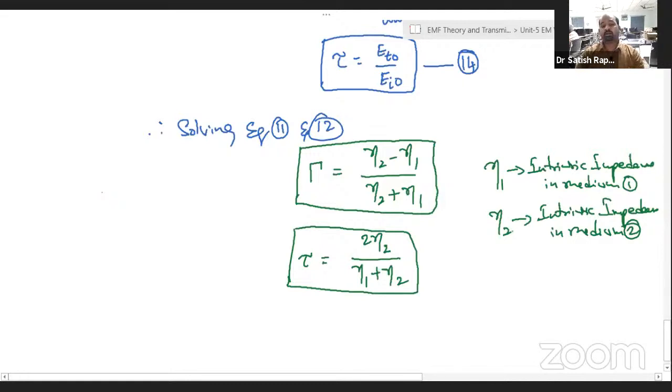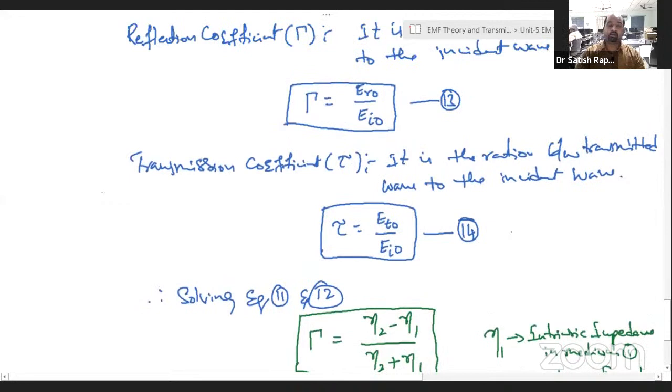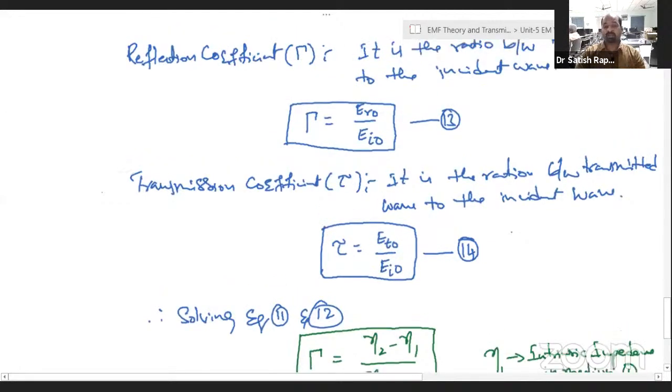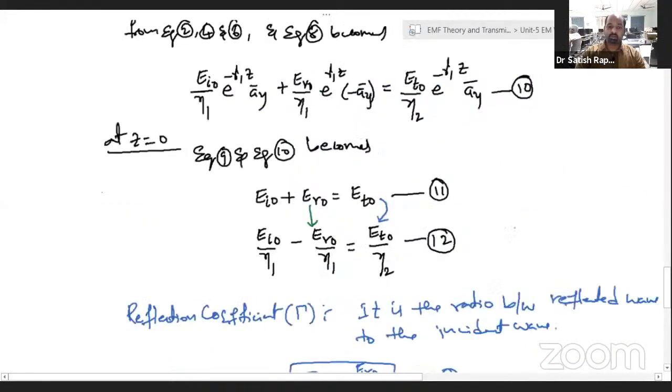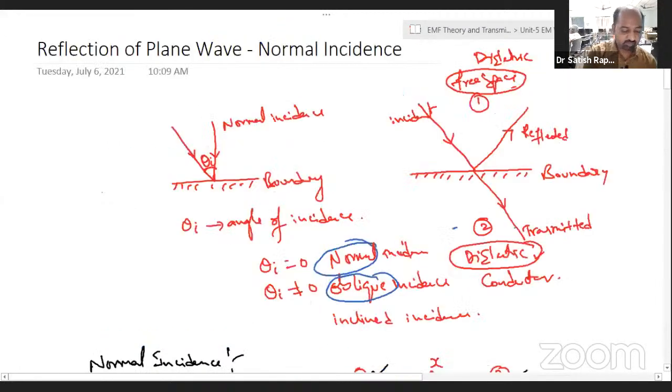So this is how we can find out the transmission coefficient and reflection coefficient, and this is about the reflection of plane wave at normal incidence. Very simple, the procedure is very simple. If you go through it twice or thrice, then it will become very easy, so very easy to answer questions from this topic.